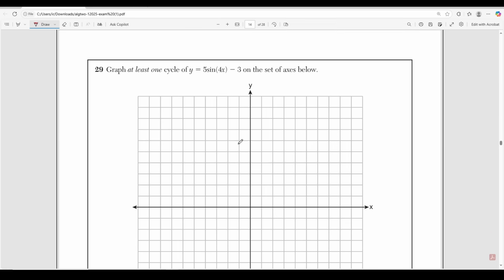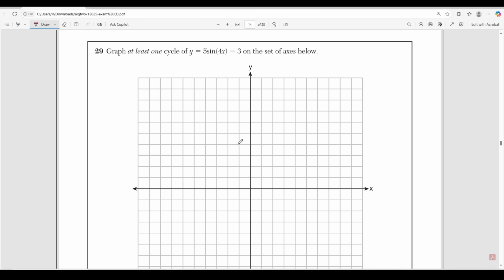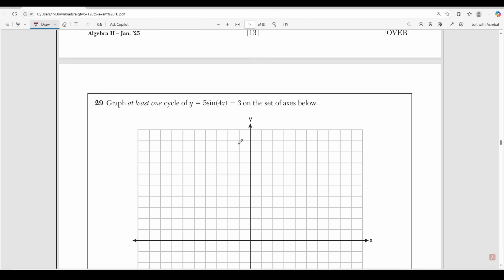Number 29 asks us to graph at least one cycle of y is equal to 5 sine 4x minus 3 on the set of axes below. So let's go ahead and figure out what each one of these numbers means. This number right here is my amplitude.